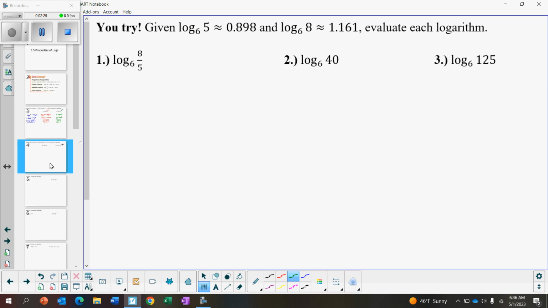So you go ahead, try these three, pause. When you're ready to see the answer, hit play.